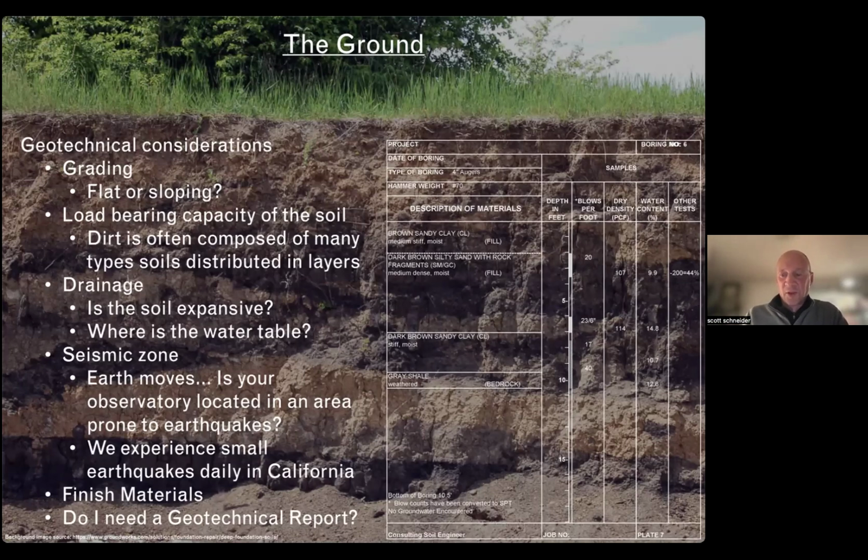Soil that is expansive is the least desirable, which are most of these very silty kinds of materials, because they absorb water and they can expand and contract. And of course, this can cause your building and more importantly, your telescope pier to move when the ground is expanding or contracting because of water.